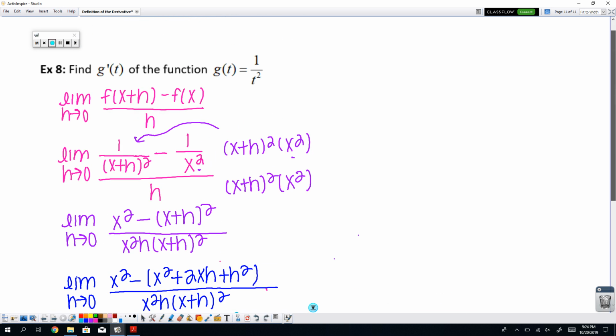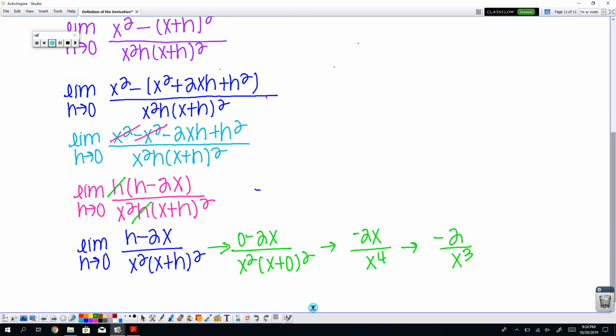And then did they ask us to do anything else? They said find g prime of t, so we should probably put it back to the letters that they want. So it would be g prime of t equals negative 2 over t cubed.